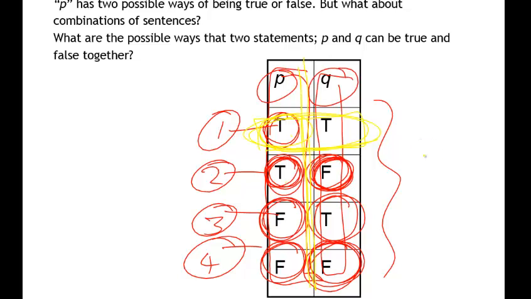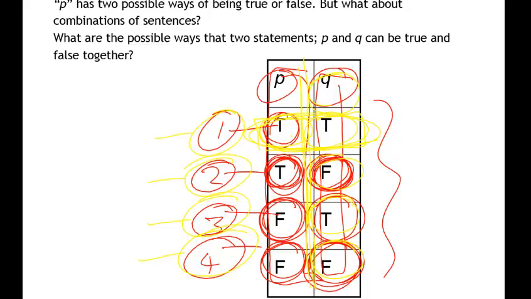There we go. So we've got the case where P is true in 1 and 2, and the case where P is false in 3 and 4. So for P, 1 is true, 2 is true, 3 is false, 4 is false. Now if we look at Q, Q is true in 1, false in 2, true in 3, and false in 4.